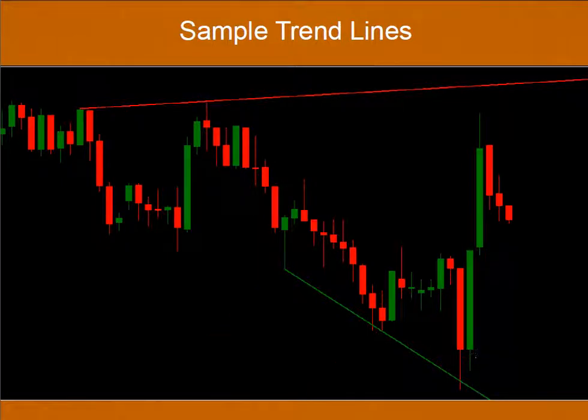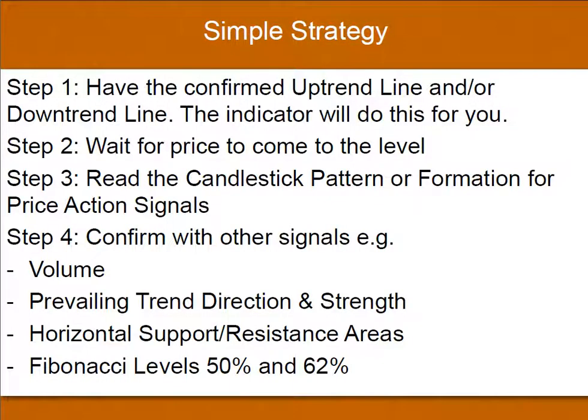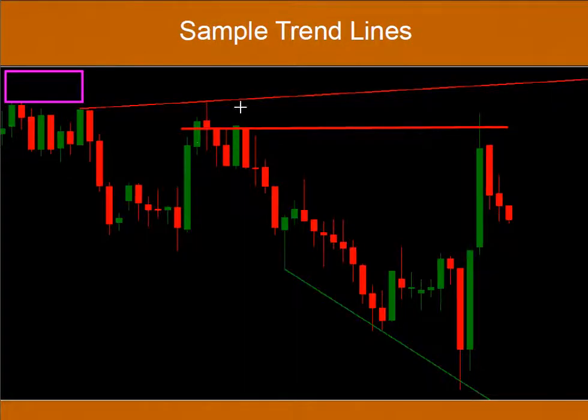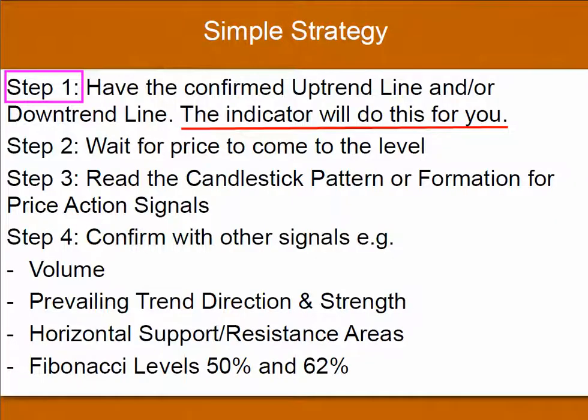Okay? So let's talk about the strategy itself that I will be showing you. It's a simple one, which I encourage you to study carefully and enhance on your own, customize it, and find what works best for you. Step number 1, you must ensure that you have a confirmed uptrend line and or a confirmed downtrend line. What am I saying? Don't worry. The indicator will have this drawn for you already on the chart. In other words, you should have this line or this line on your chart. Okay? That's step number 1.